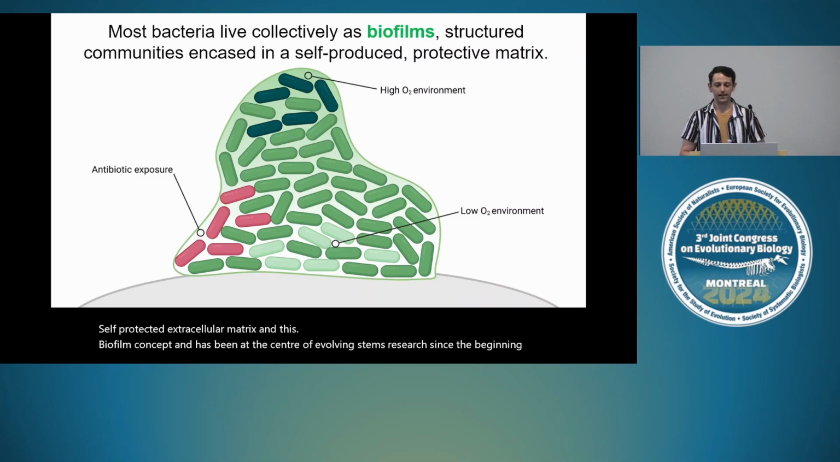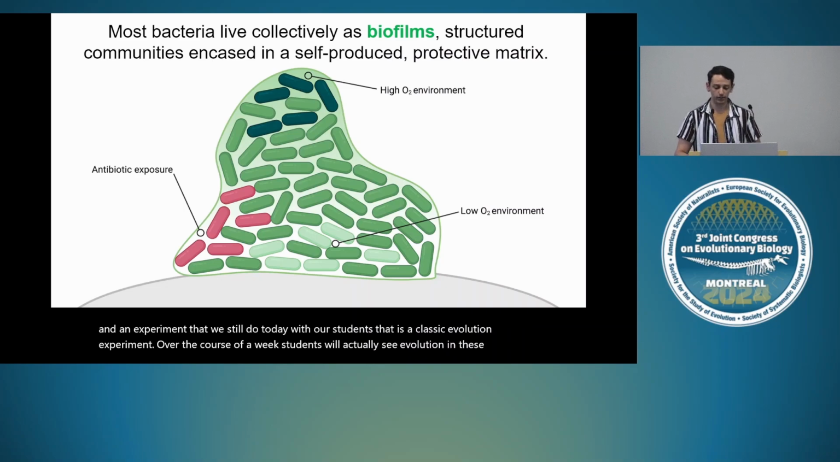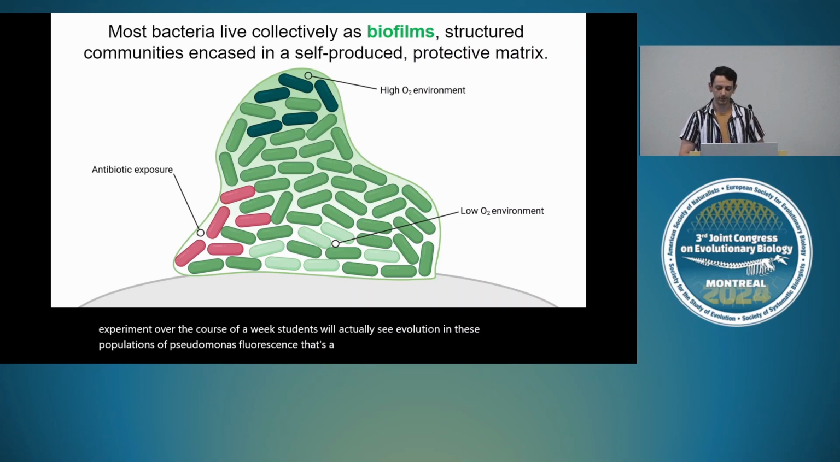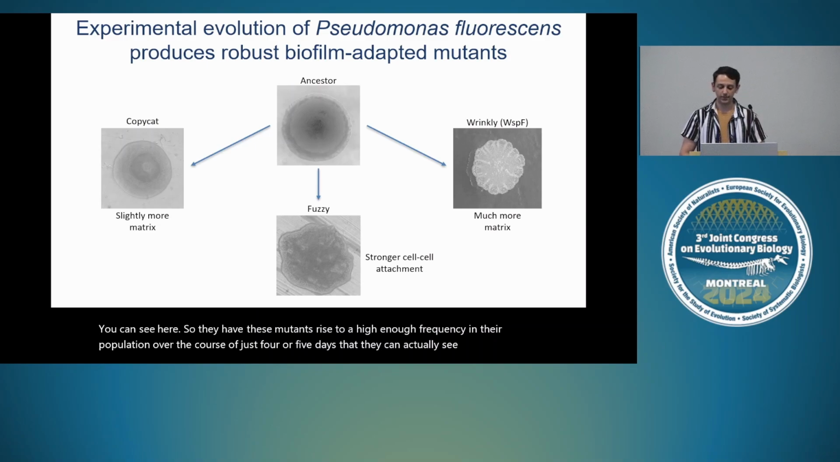This biofilm concept has been at the center of Evolving STEM's research since the beginning, and an experiment that we still do today with our students is a classic evolution experiment. Over the course of a week, students will actually see evolution in these populations of Pseudomonas fluorescens. That's a bacteria that we use with these students. And then they see these biofilm adapted mutants that you can see here. These mutants rise to a high enough frequency in their population over the course of just 4 or 5 days that they can actually see evolution within their classroom.